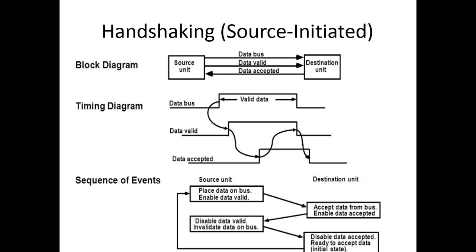As data valid control signal is disabled, the data available on the data bus becomes invalid. After some time, the destination unit disables its control signal data accepted. So now the destination unit is ready for accepting new data. So it can be considered as the initial state. The timing diagram for the same is also given here.